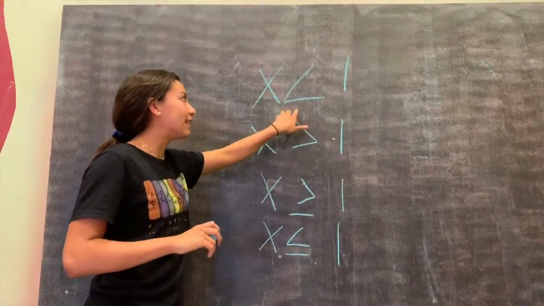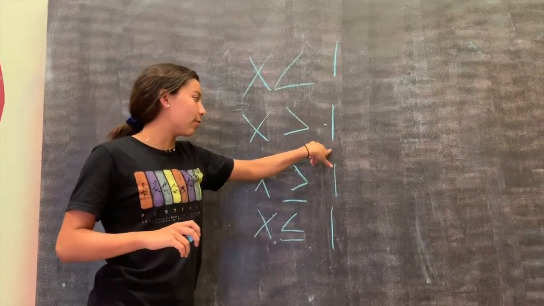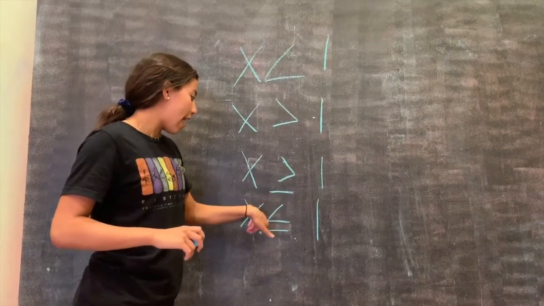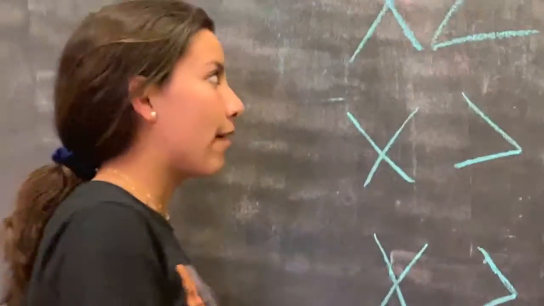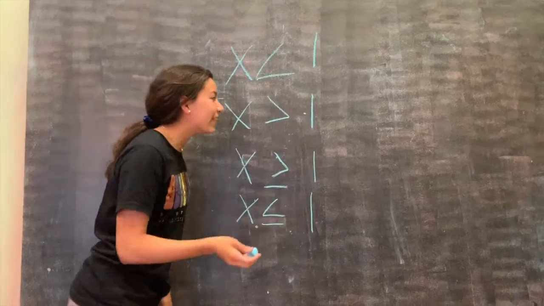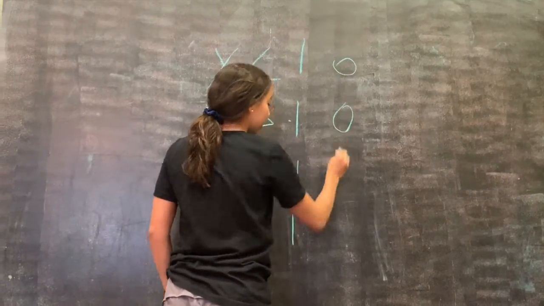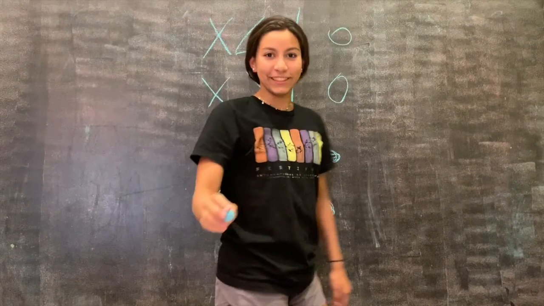So this sign is x is less than 1, x is greater than 1, x is greater than or equal to 1, and x is less than or equal to 1. If you're going to graph these, you would have an open circle for these two and a closed circle for these two.